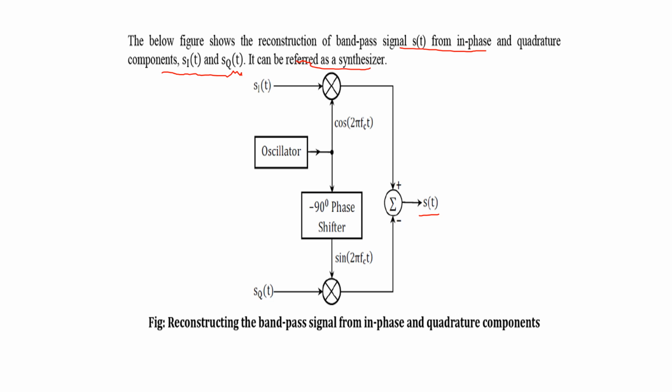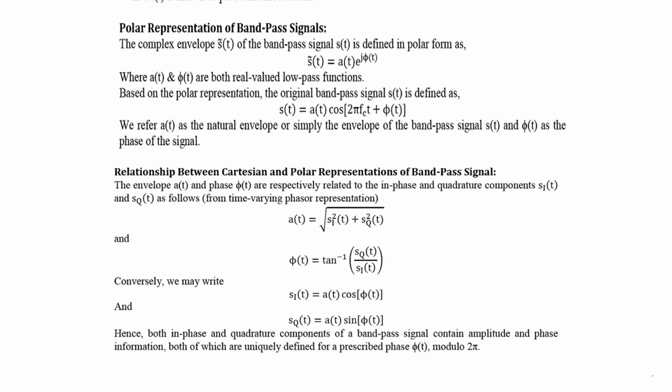Now we have to retrieve S of t. How? We take Si of t and Sq of t and multiply them with cos 2 pi f ct and sin 2 pi f ct. On one side the in-phase function is added, and the quadrature function is subtracted, and you can retrieve S of t. This is called the synthesizer. Earlier, what I described is the analyzer, because you are retrieving two low pass signals, Si of t and Sq of t. So this is the polar representation of the bandpass signal.